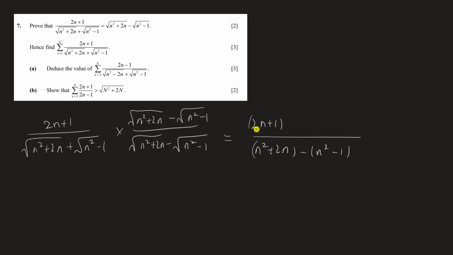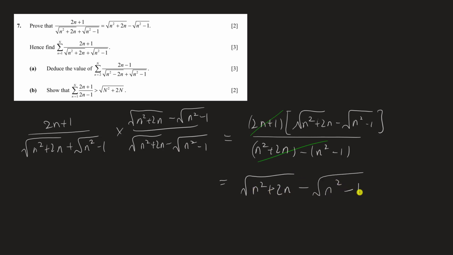And of course I'm not going to expand it. I'm just going to leave it as it is. Even if we expand, we also don't get anything nice. So why expand, right? Let's see what we get at the denominator. We will get n squared minus n squared, which is 0, and we have 2n plus 1. Aha. Luckily, we didn't expand because that 2n plus 1 in the denominator will just cancel off nicely with this 2n plus 1, which leaves you with just root n squared plus 2n minus root n squared minus 1, which is what they want you to show. 2 marks. Done.